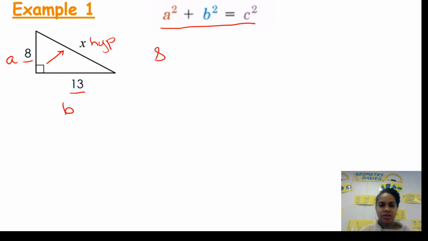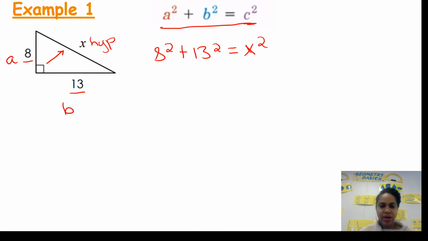So 8 squared plus 13 squared equals, we could either say c squared or x squared. It does not matter. I'm going to put x squared, but you can put c squared. It doesn't matter what variable you use. All right. And also you could flip the 8 and 13. So you can flip A and B because they are legs. So it doesn't matter if you plug it in for A or B. You're going to get the same answer.